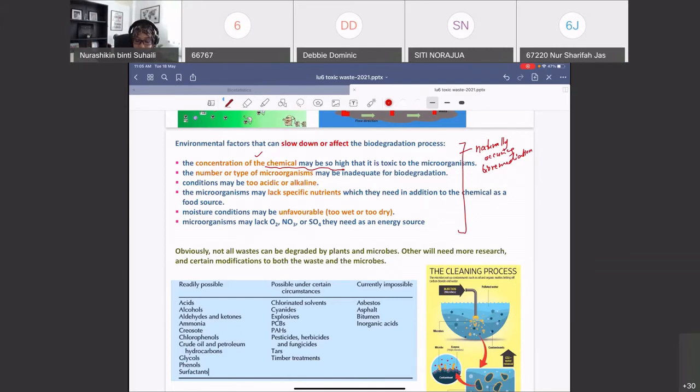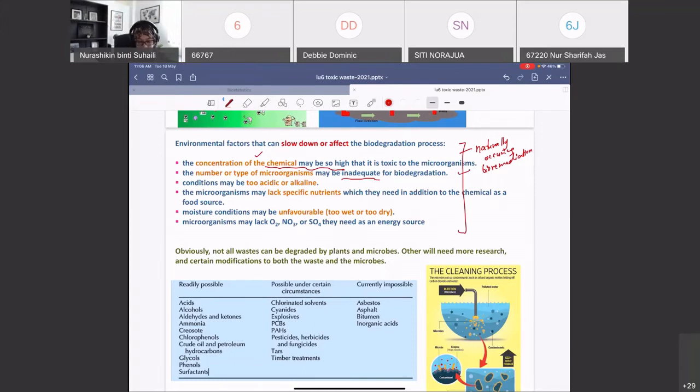Okay. Another one is the number or type of microbes may be inadequate. Yeah, they are microbes, maybe naturally occurring microbes, but maybe they are not enough. That's one thing. Another thing is they might not be as efficient as we hope for. So that is what is to be solved by recombinant DNA technology, where we want to have more productive microbes that can do much better degradation. Okay, so those are examples of the problems with natural bioremediation.